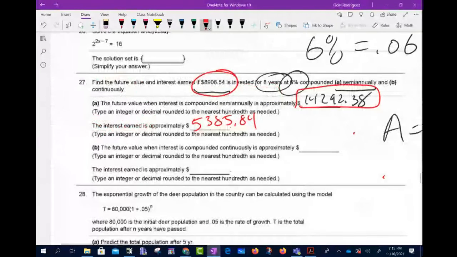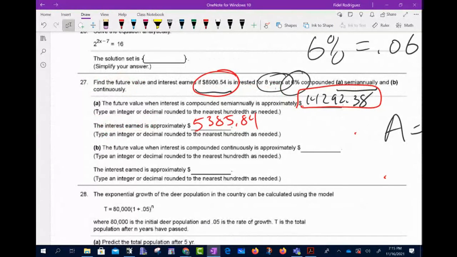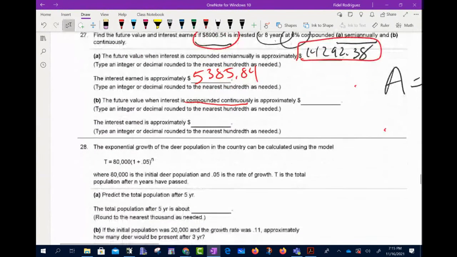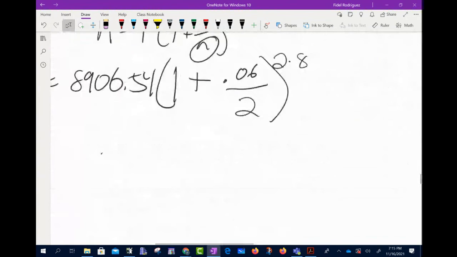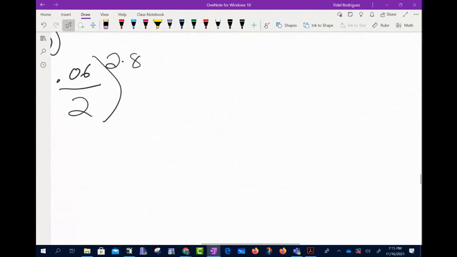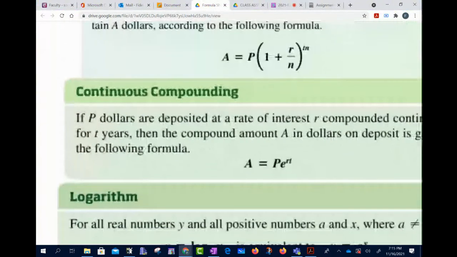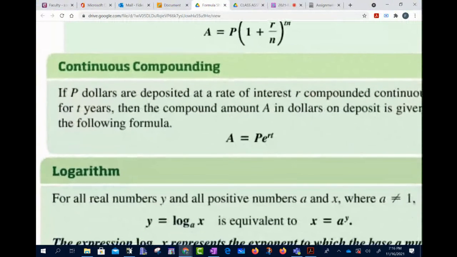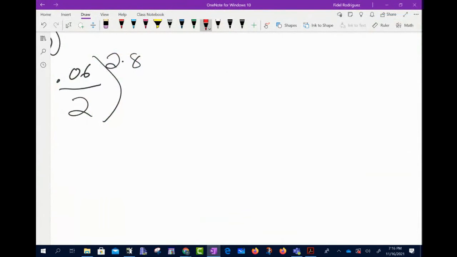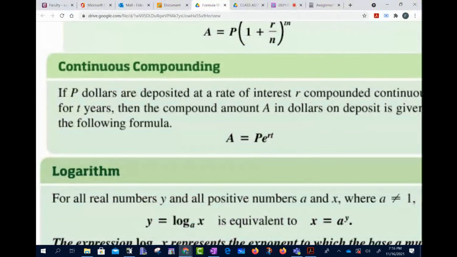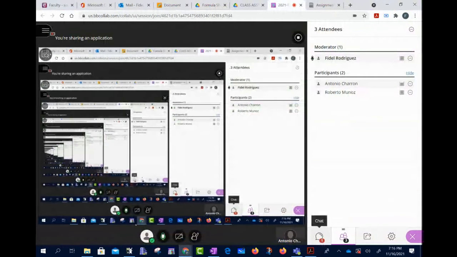Now, part B says, what is the future value when the interest is compounded continuously? Okay, so let me show you how I'm going to do this part. Since it's talking about continuously, y'all, I'm going to use the continuous compounding formula, okay? Very similar to the one we just did. So let me write it down. Let me come back over here because I heard something in the chat.